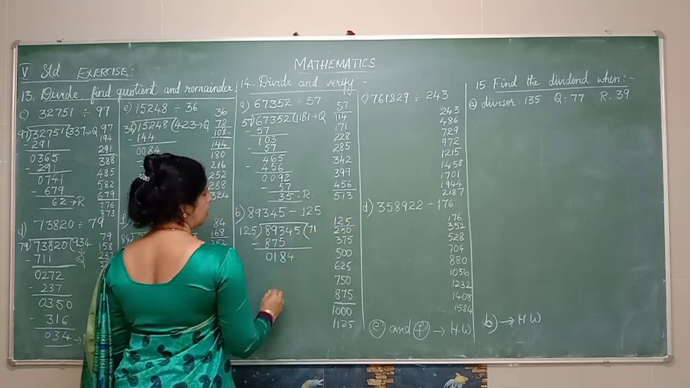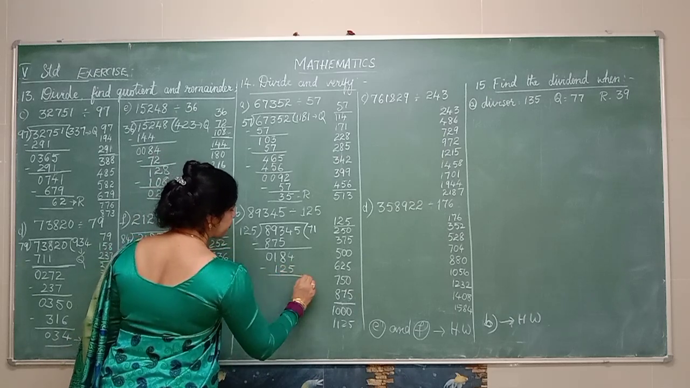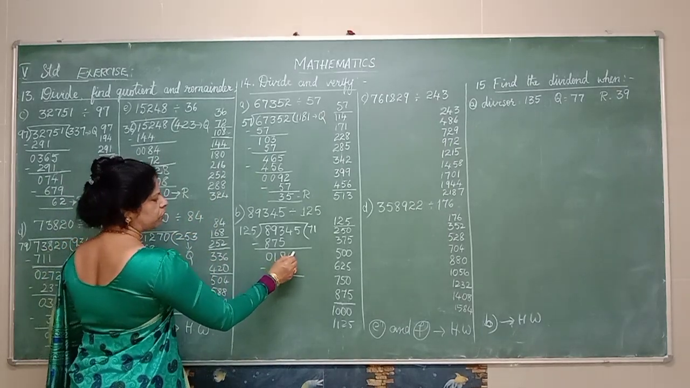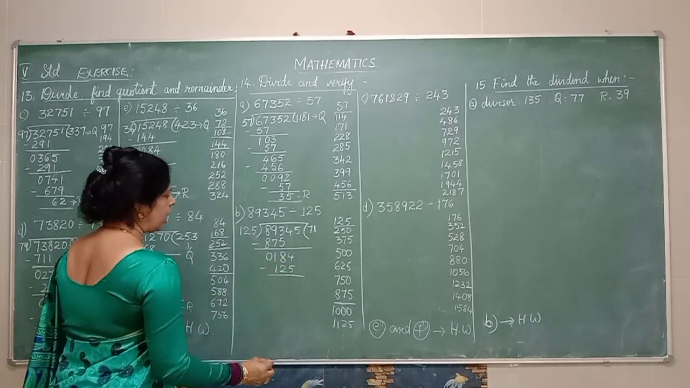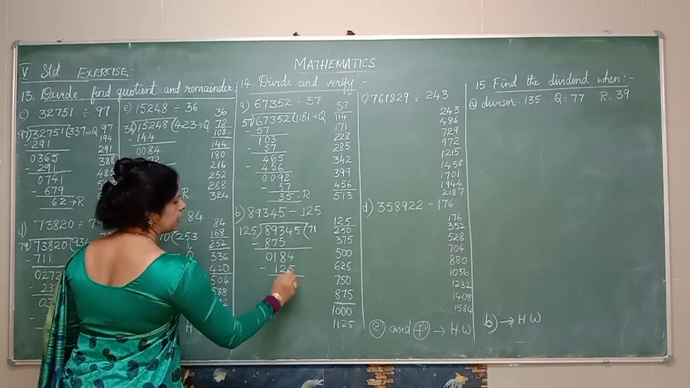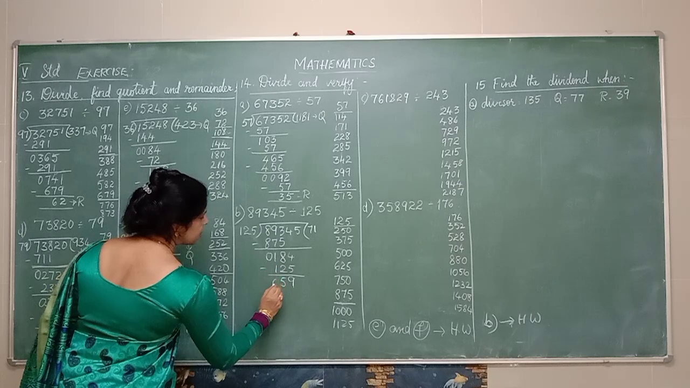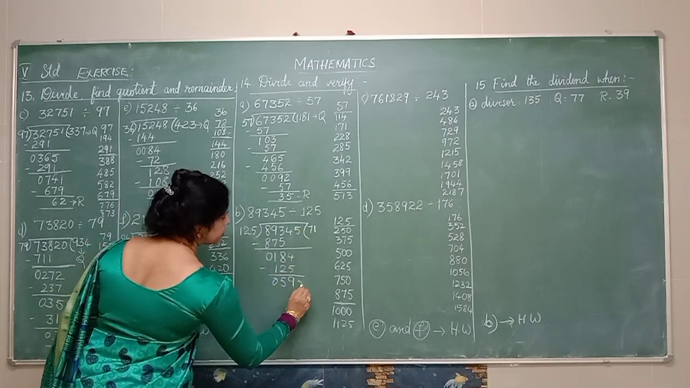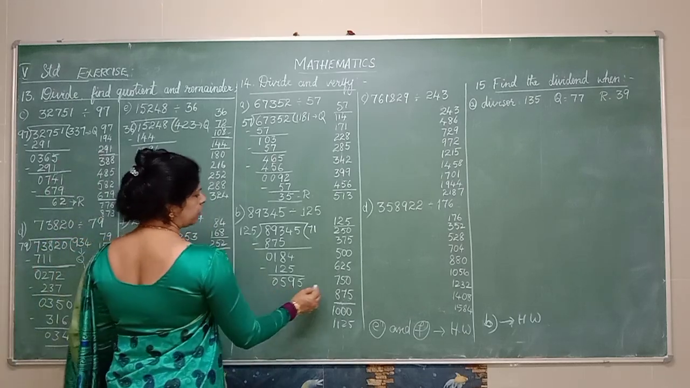1 za will be 125 minus. From 4 we cannot minus 5. From 8 we will take 1. This becomes 14. And here 7 remains. So 14 minus 5 will be 9. Here 7 remains. 7 minus 2 is 5. 1 minus 1 is 0. Okay. Now what you do? You bring this 5 down. It becomes 595.